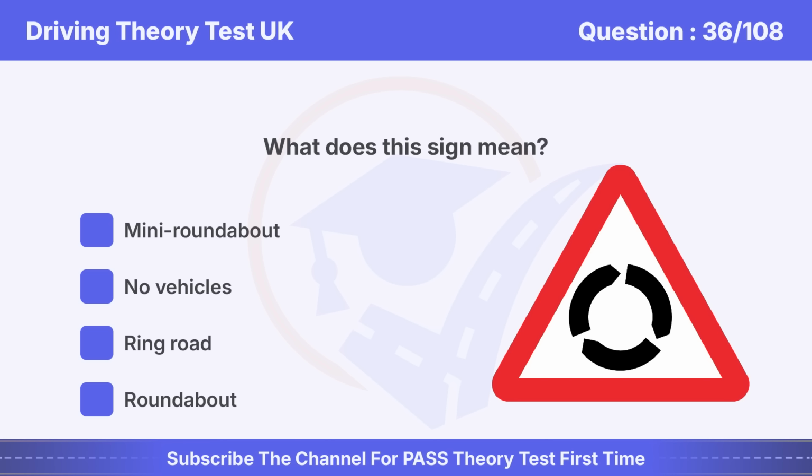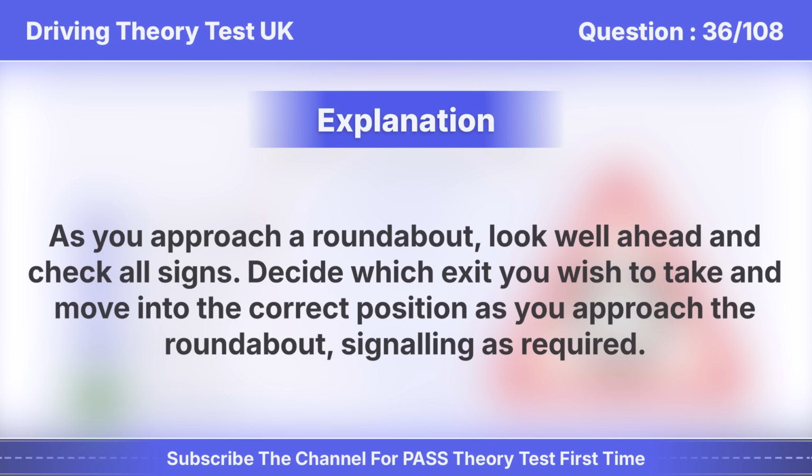Question 36. What does this sign mean? Answer is D. Roundabout. As you approach a roundabout, look well ahead and check all signs. Decide which exit you wish to take and move into the correct position as you approach the roundabout, signaling as required.